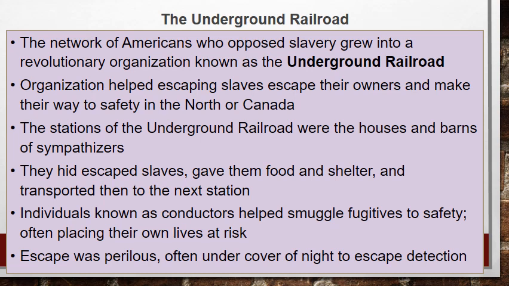The conductors took risks in hiding slaves because they could be arrested for taking in stolen property. They would hide slaves in their homes and then try to get them to the next station, tell them where to go. And a lot of the travel had to be done at night in order to escape detection.